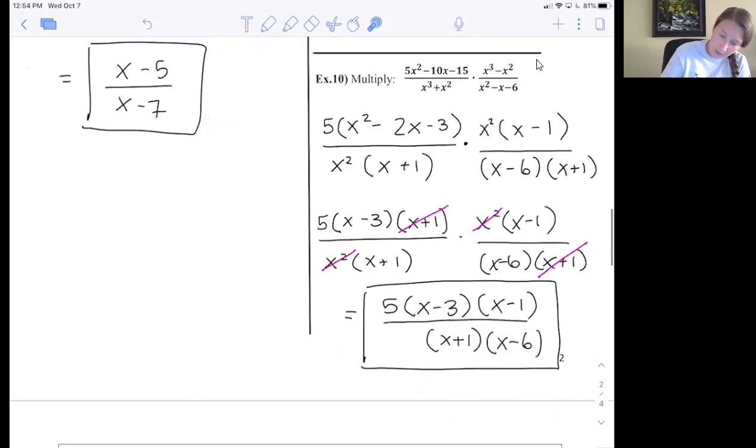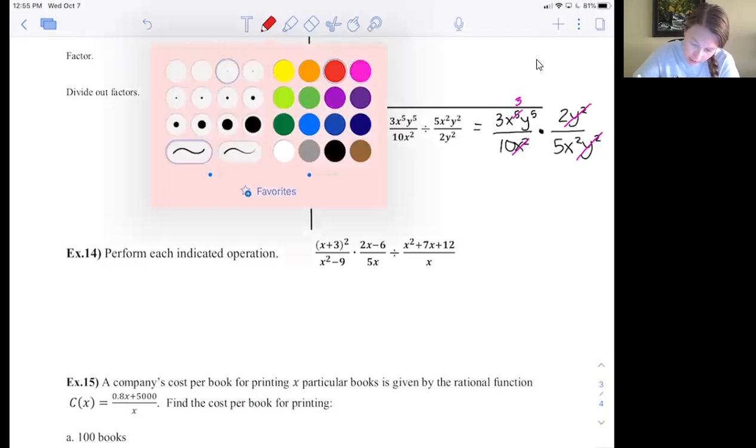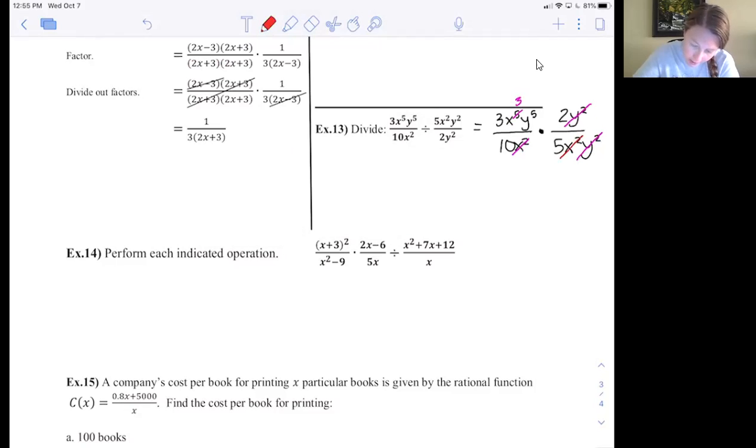So for this very last one, I've got 3 times x to the 5th times y to the 5th times 2y squared, divided by 10x squared times 5x squared times y squared. So what I can do now is I can say I've got a y squared here and a y squared there. Awesome. And now I've got an x squared, and I have 5 x's up there, so it's not going to take all the x's, it's just going to take 2 away, so I'm left with 3x cubed. And then even more so, I can say I have an x squared here and an x cubed here, so it's going to take all but 1x away.